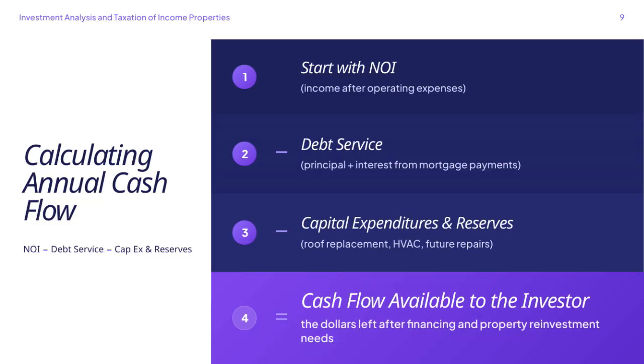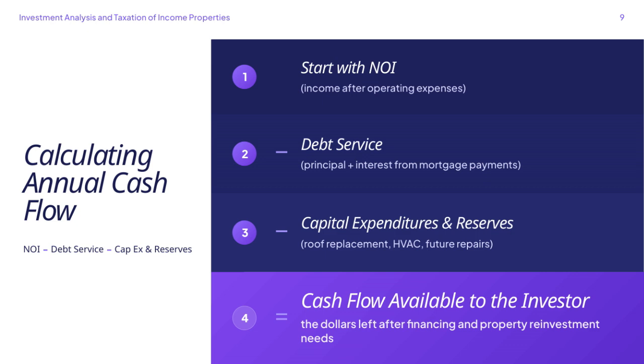Let's talk about how to calculate the annual cash flow from an income property. The process starts with the net operating income, or NOI, which is essentially the income left after all operating expenses are paid. From that amount, we subtract the debt service, which covers both the principal and interest payments on any mortgage. Next, we deduct capital expenditures and reserves.